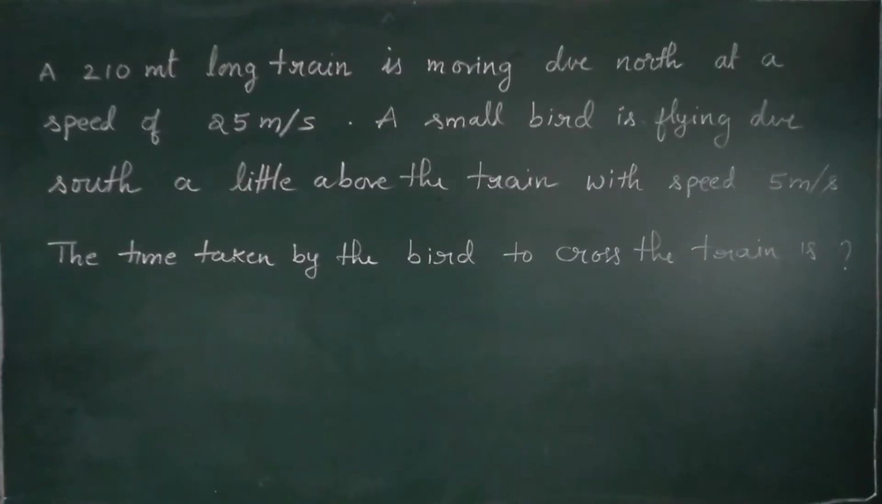The problem is something like this. I am going through the problem, please listen carefully. A 210 meter long train is moving due north at a speed of 25 meters per second. A small bird is flying due south a little above the train with a speed of 5 meters per second. In that case, what is the time taken by the bird to cross the train? Please take a screenshot of this problem. I am going to explain the solution now.